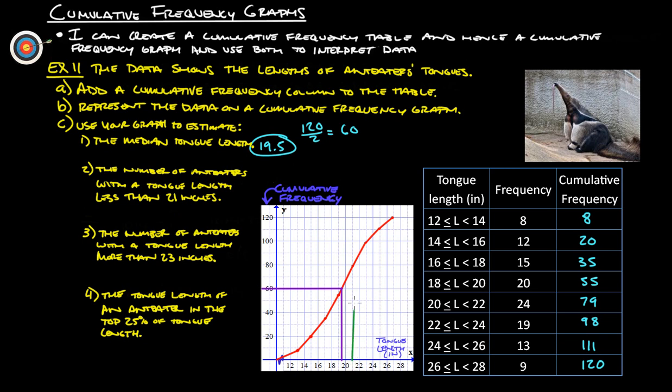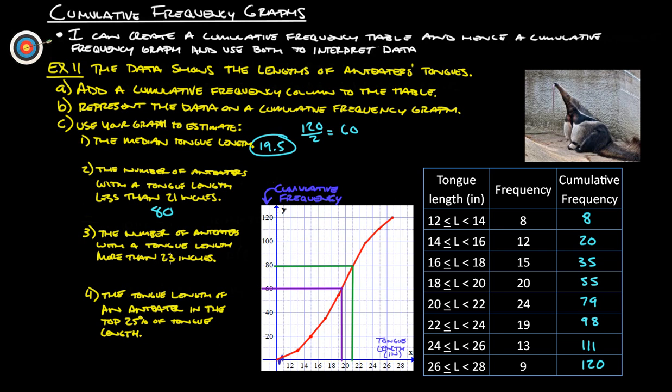But now since we have the tongue length and we want to estimate the count, we go from 21 up to here, and then draw a line straight over, and that tells us that that's going to be about 80. Sorry, the 80, that's the cumulative frequency would be 80. So that would mean that there's about 80 anteaters that have a tongue length that is less than 21 inches. If it was more than 21 inches, then we'd have to take the difference between 80 and 120. That would be 40.